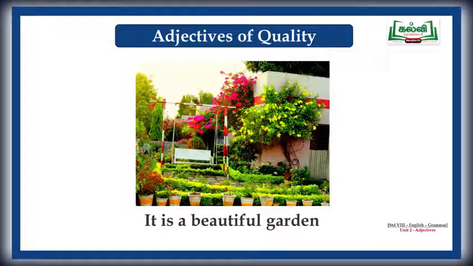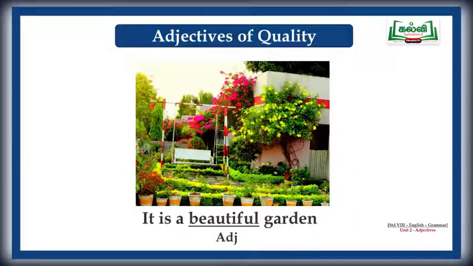One more example, look at this picture. Wow, it is a beautiful garden, is it? Is it nice or not? Exactly, it looks very, very beautiful. It is a beautiful garden. In this sentence, garden is a noun and beautiful is an adjective, because beautiful describes the garden. What kind of garden is it? Yes, it is a beautiful garden. So, these two come under adjectives of quality. Shall we see some more examples for adjectives of quality?